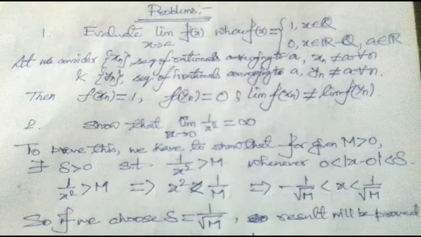So now if 1 by x square is greater than m, that means x square is less than 1 by m, which implies that x lies between minus 1 by root m and plus 1 by root m. So this implies that mod x is less than 1 by root m. So minus 1 by root m and plus 1 by root m are two bounds. So if we choose delta as 1 by root m, then we get mod x is less than delta, that is 1 by root m. So easily our result will be proved. So this is the epsilon delta analytical approach to solve this type of problem.